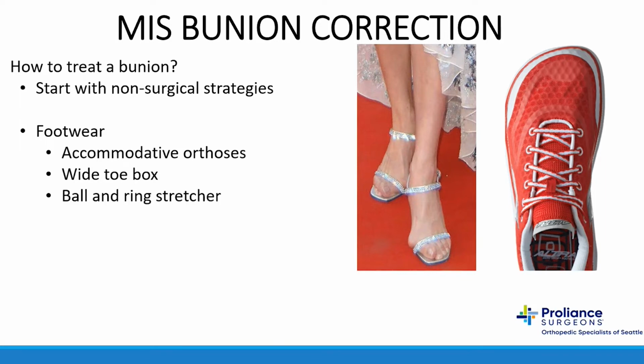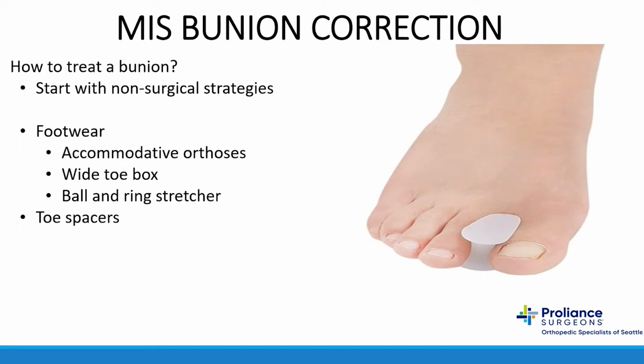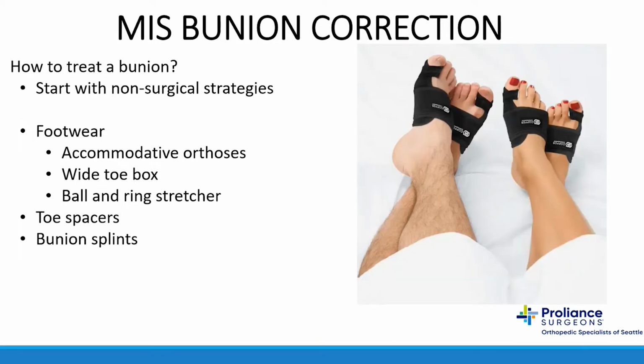This next device is called a ball and ring stretcher. It looks like a medieval torture device, but it's not. You create more room for the bump on the inside of the shoe by using this device. You can also try toe spacers. This is a silicone toe spacer that goes in between the big toe and its neighbor to try to help bring that toe back into a more normal position. And there are also other options such as bunion splints, as you can see here.